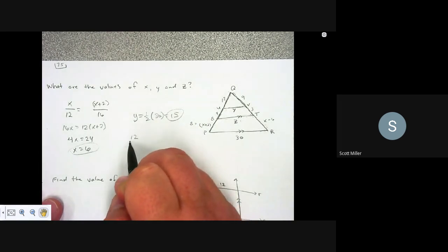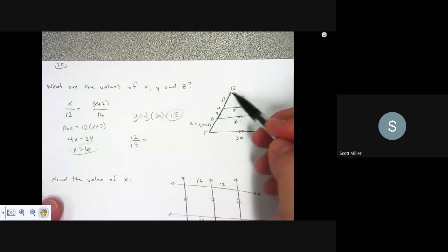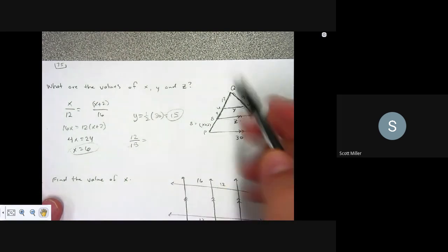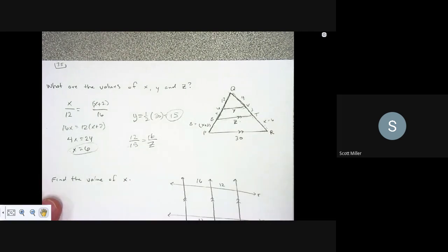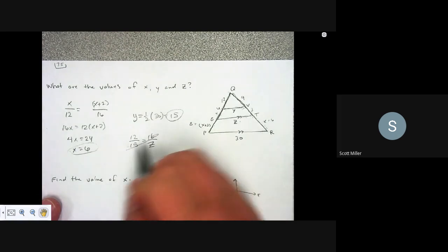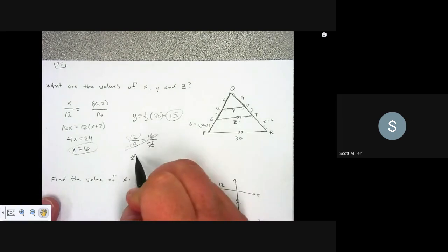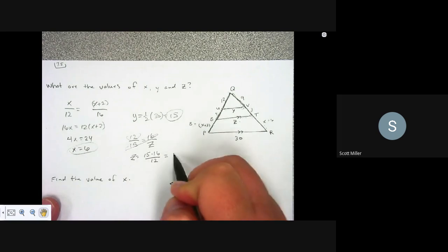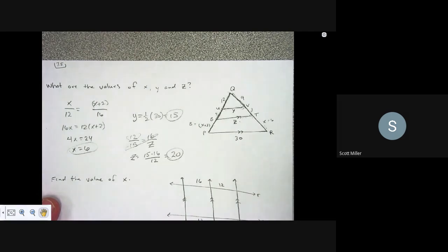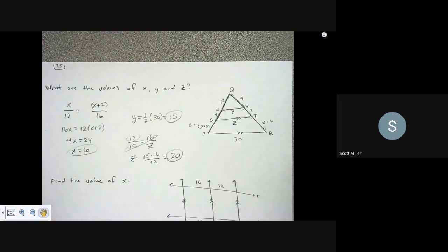So 12 is to y, but y is 15. 12 is to y as 16 is to z. And that sets up a proportion for me. And then I can cross multiply. So I can multiply by that, divide by that. And z is going to be 15 times 16 divided by 12. And then that reduces down to 20. So that gives you one possible way of finding all of these values. Again, there were so many different possible ways of finding z. You just needed to find a relationship, a pattern, for any one of these triangles that we had.